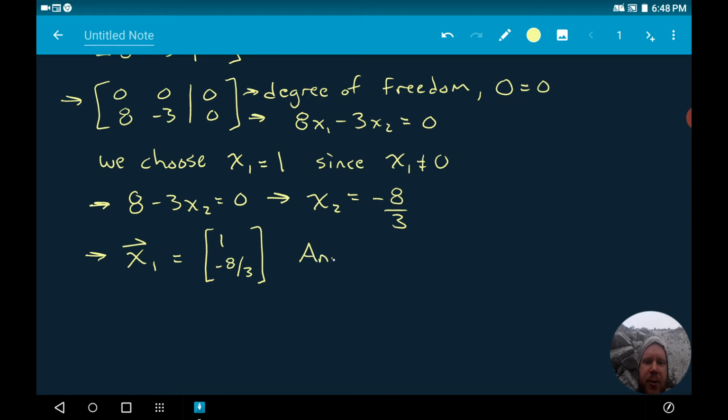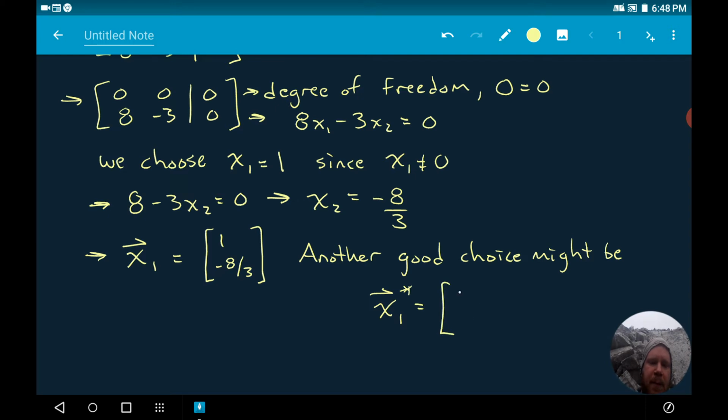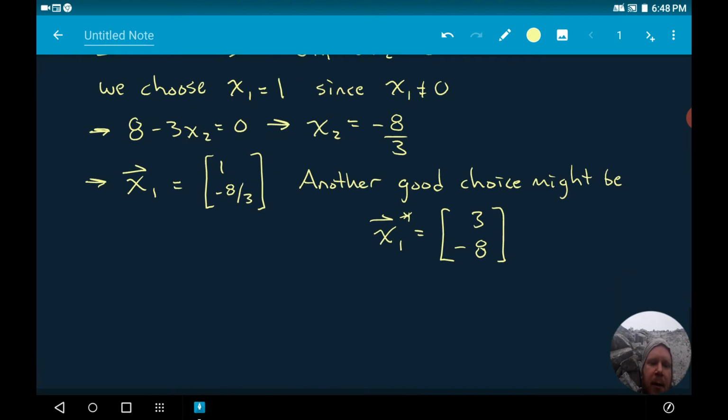So we could say another choice might be if we multiplied both of these by 3. If we multiply both of them by 3, we get 3, -8. So we could use either one of these, but just make sure that they're scalar multiples of each other, and as long as that's true, then you should be fine. Okay, so that's the first eigenvector.